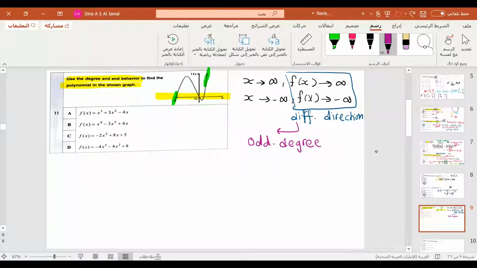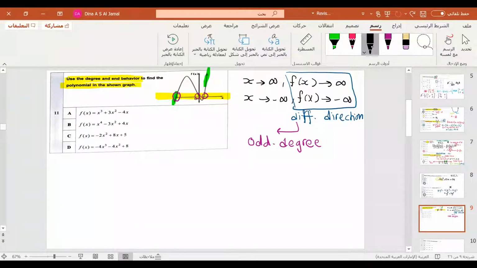And if you looked at the number of intersections or intercepts, it is 3. So it is an odd number already. Okay, so let's look at the end behavior and compare. Let's cancel some of the choices.